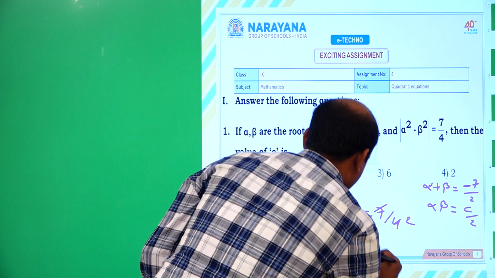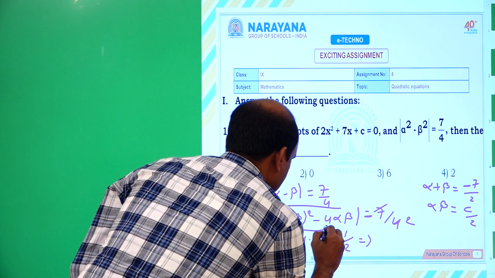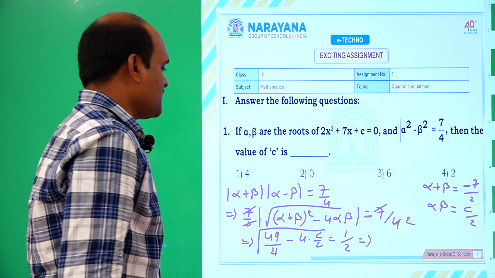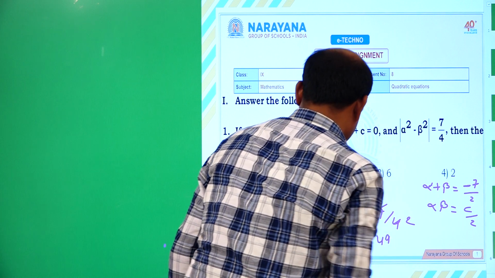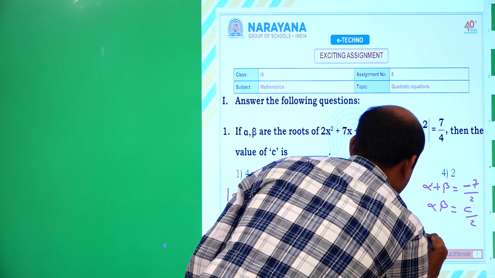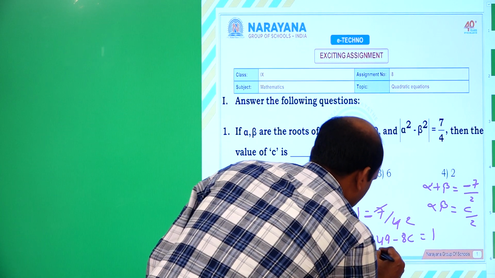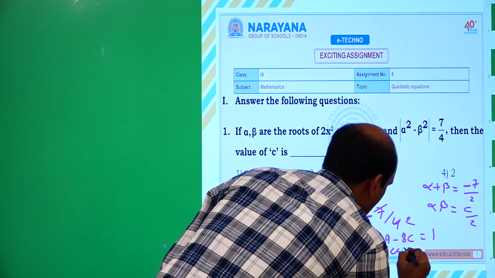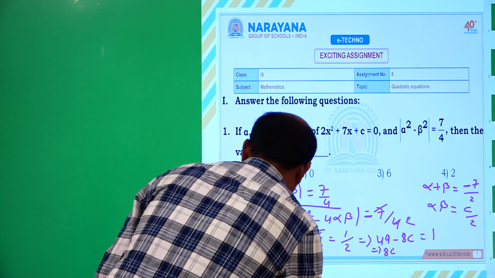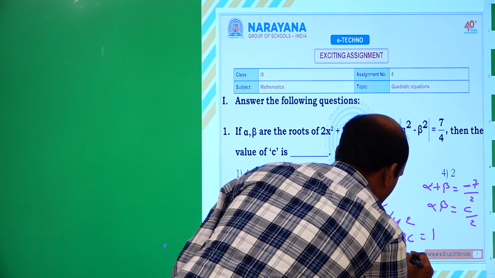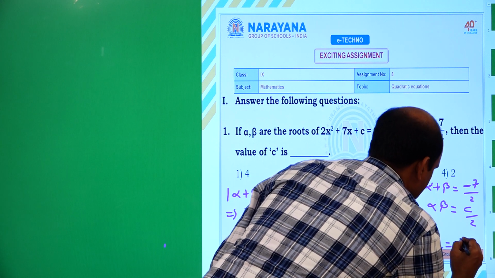That implies if I take under root, now squaring on both sides, that implies 49 minus 8c is equal to 1. 49 minus 8c is equal to 1. That implies 8c is equal to 48, implies c is equal to 6.